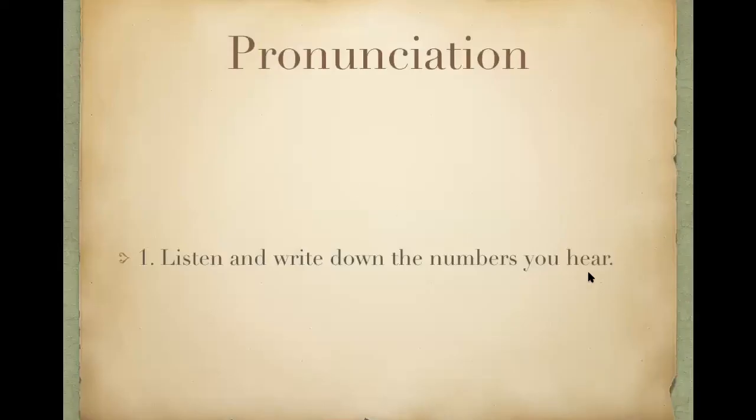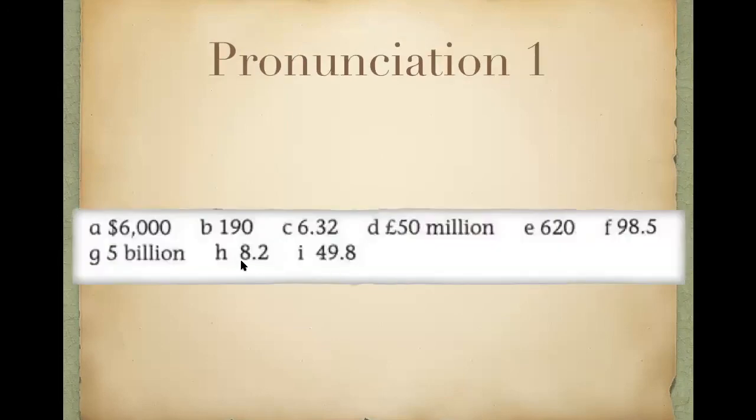Okay, if you have done all right, the result is like this. $6,000. 190. 6.32. 50 million. 620. 98.5. 5 billion. And 8.2 and 49.8.